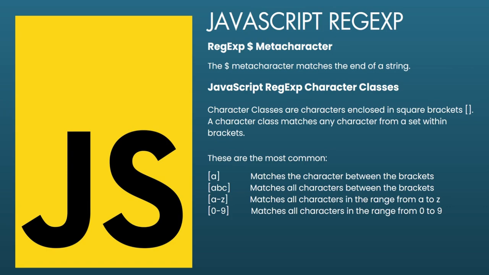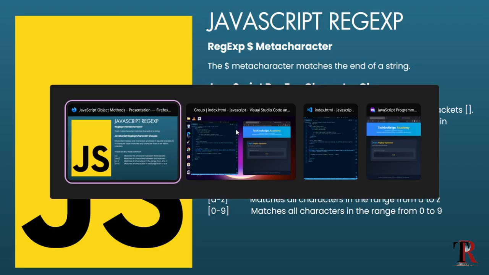meta character that matches the end of a string. So the regex $ meta character helps match the end of a string. So it's a type of meta character that helps to match the end of a string. Now let's take a look at an example of how we can use the regex $ sign meta character to match the end of a string.